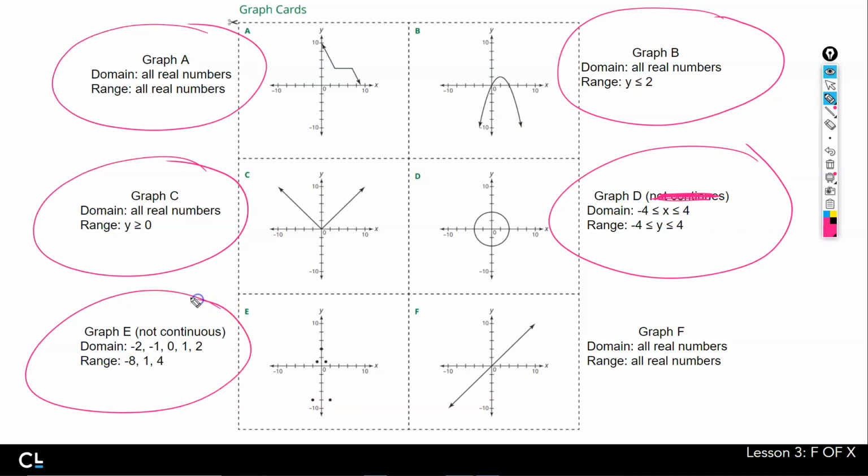E is not continuous. This is a discrete graph. Domain is stated separately. -2, -1, 0, 1, and 2. Your range is also stated separately. -8, 1, and 4. Graph F, your domain is all real numbers and your range is all real numbers.